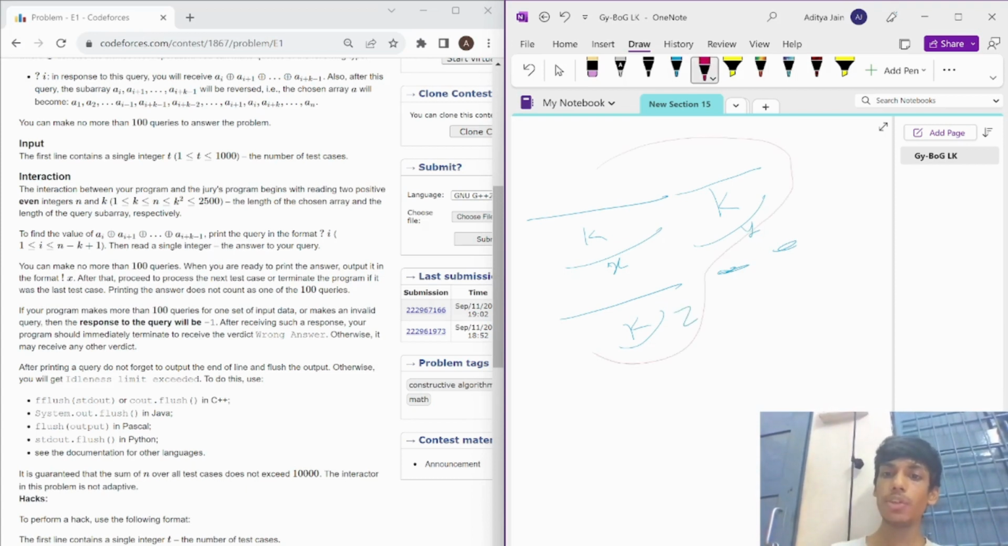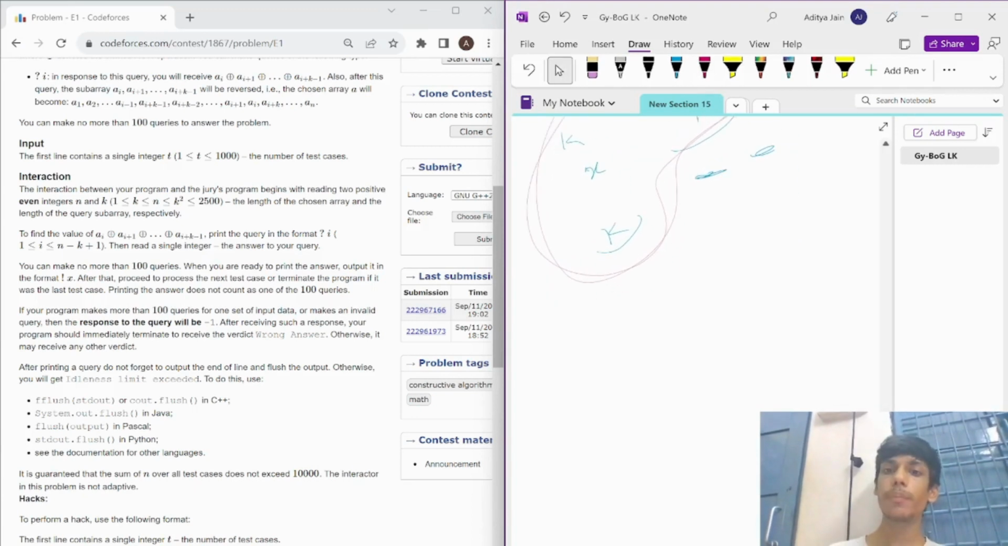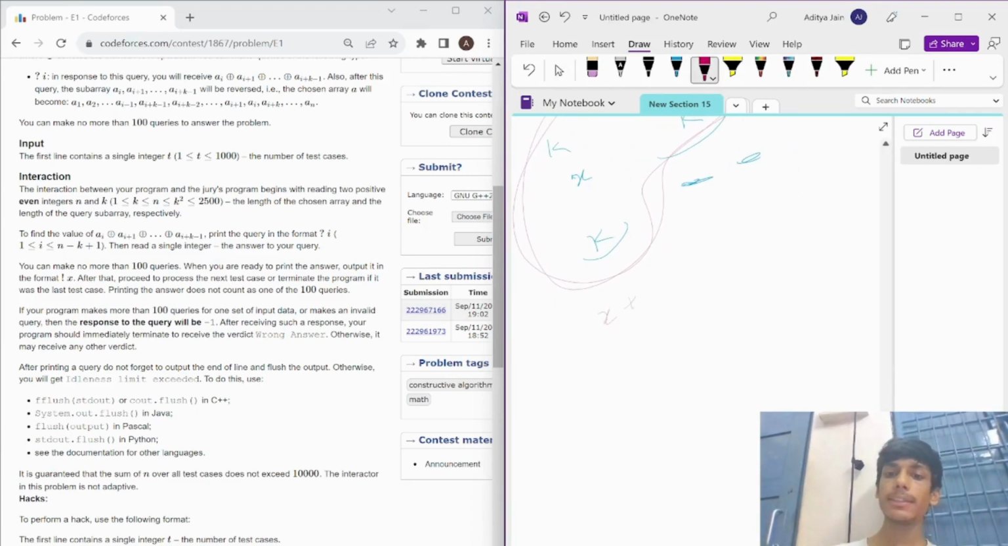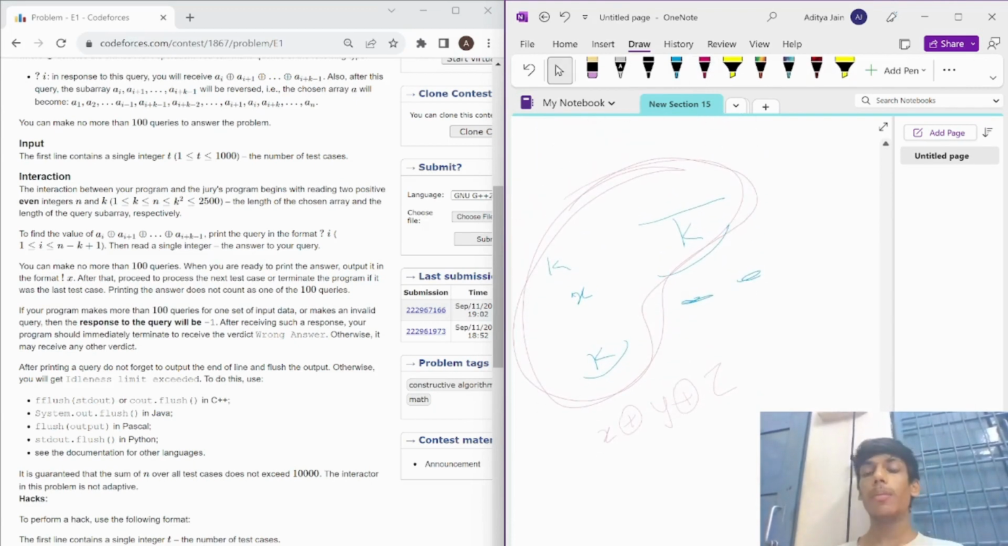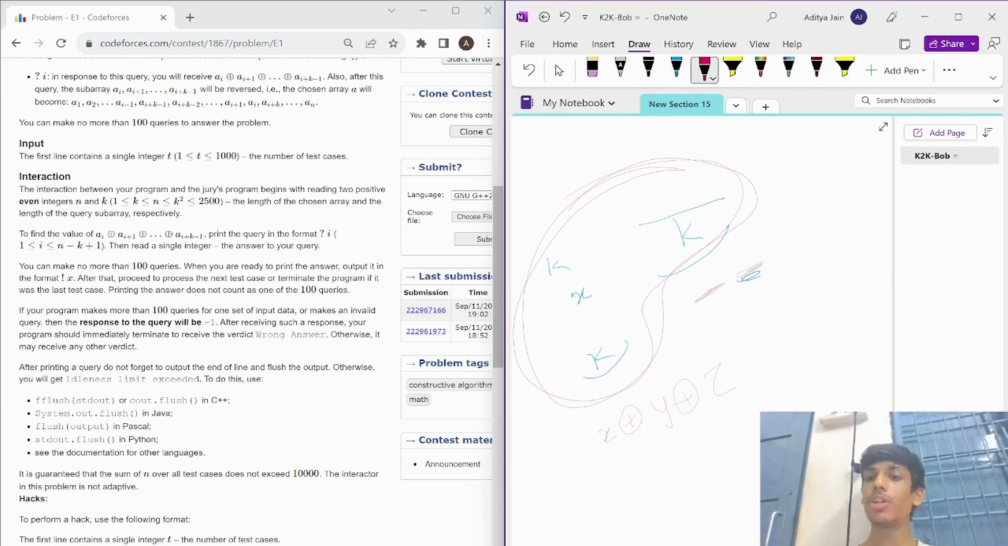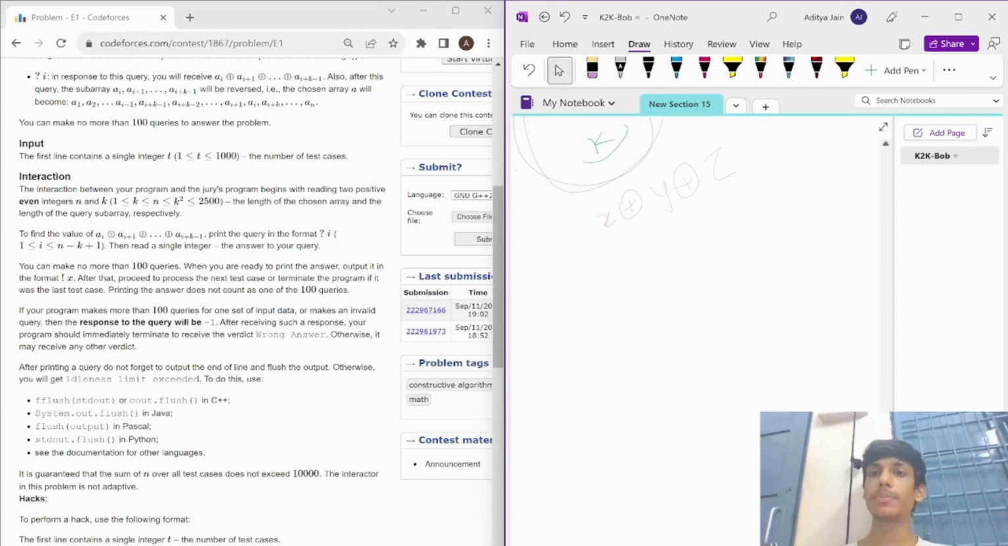So I have the XOR of all these elements, which is equal to x XOR y XOR z. Now what I want is to find the XOR of all the elements of this array, but these two elements are left. So how do we find the XOR of these two elements? Let's discuss that.